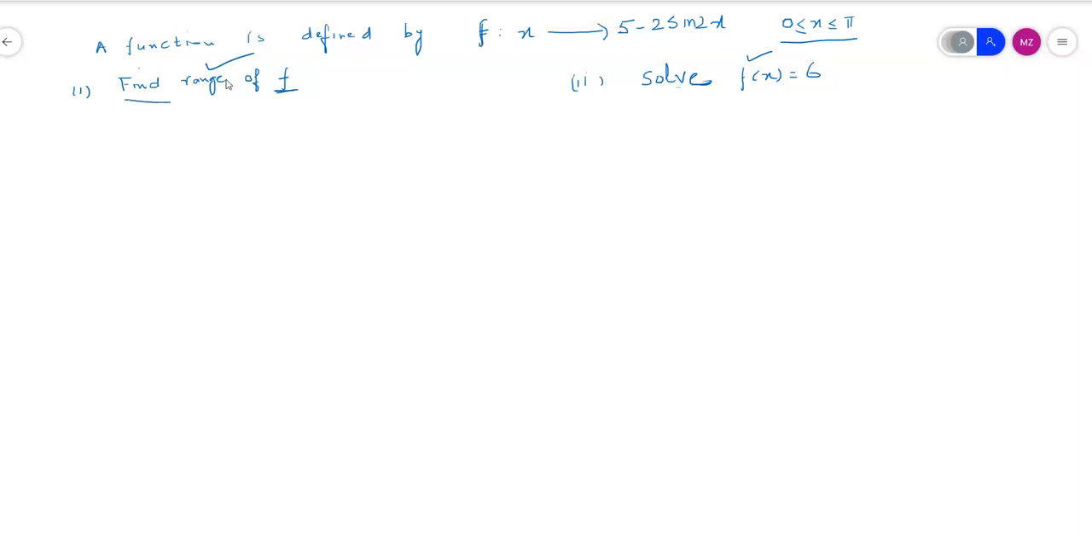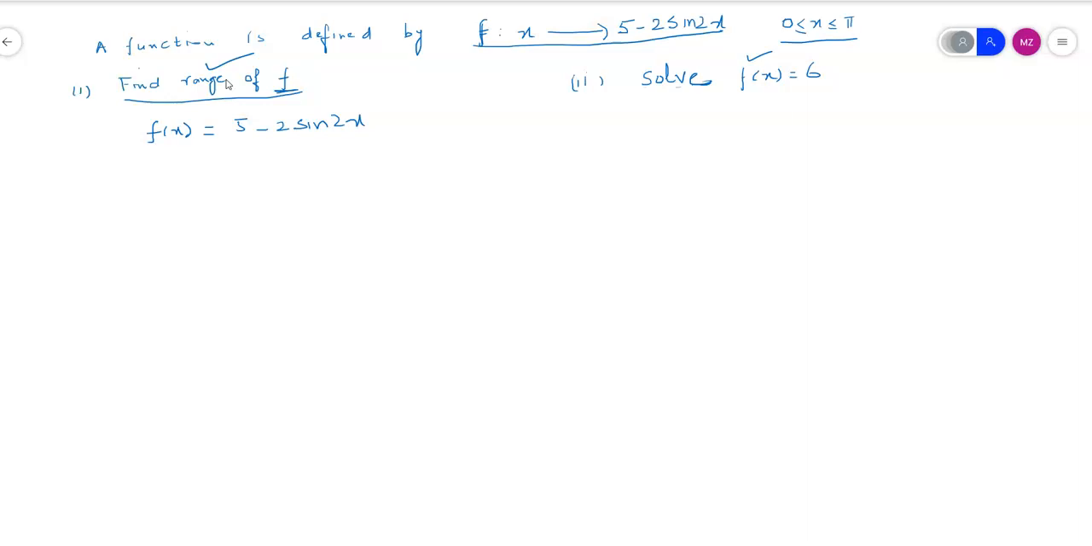First of all, we need to find out the range of f. Now we are given this function, and it can be written as f of x is equal to 5 minus 2 sine of 2x. We need to find the range of this function.